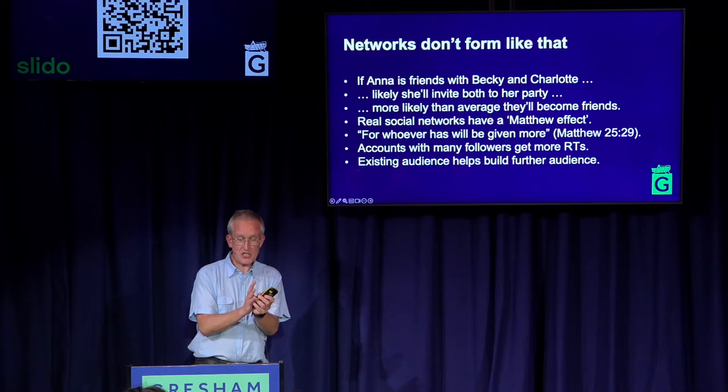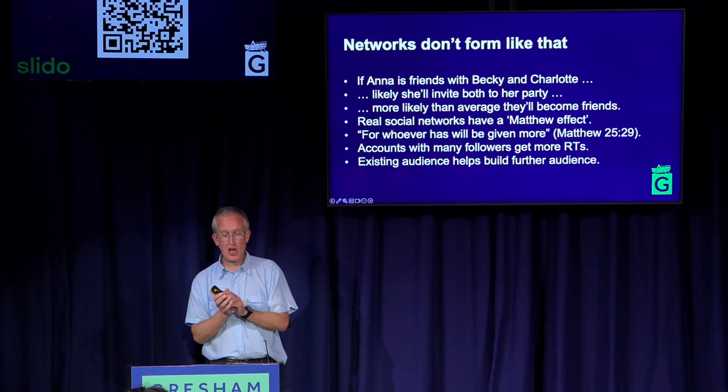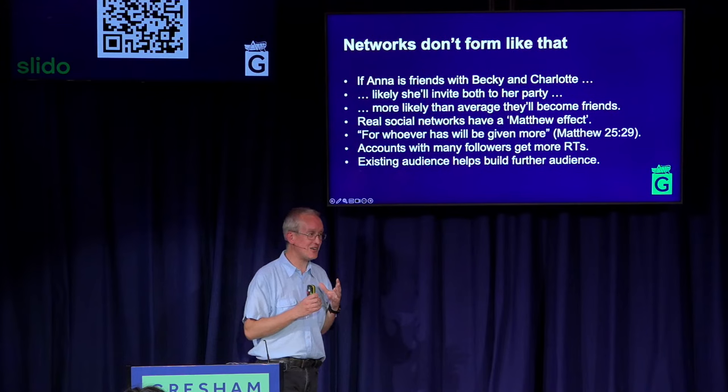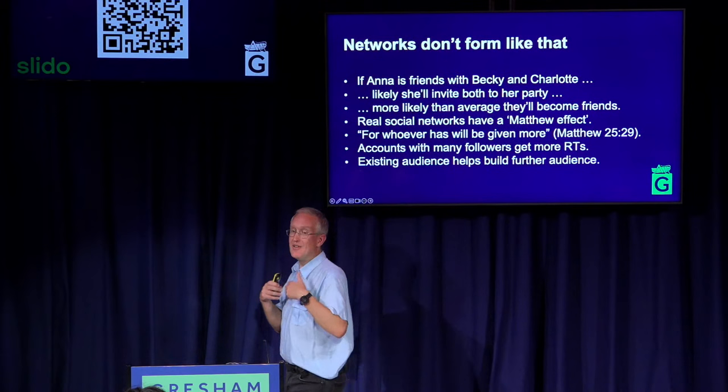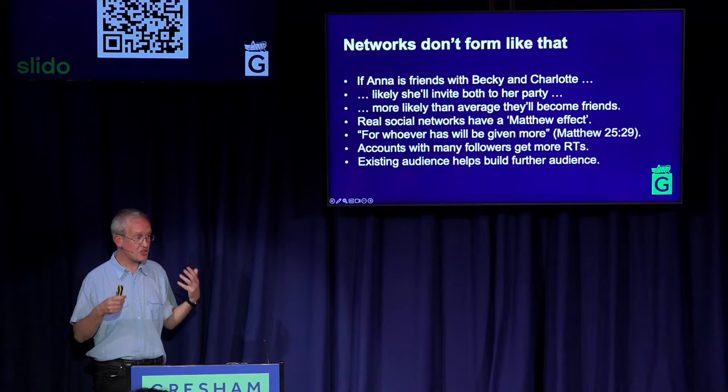In particular, real social networks have something called the Matthew effect. This is named after Matthew 25:29 in the Bible. The verse is this: for whoever has will be given more. So people with lots of followers on social media get more followers. Once you're popular, more people follow you, more people retweet your stuff, you're more visible, and more people then decide to follow you. So there is a virtuous or vicious circle, depending on how you think about it, as to how your followers grow. If you have an existing audience, it helps build a further audience.